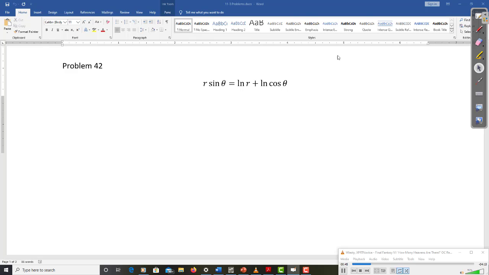Certainly, this is y. So that's y equals ln r plus ln cosine theta. Converting to Cartesian form. Let's see. Law of logarithms: if you have two logarithms of the same base, you can combine them. So this is ln of r cosine theta. Well, that's not too bad, because now that's y equal ln of x. Yeah, that's not too hard to deal with.